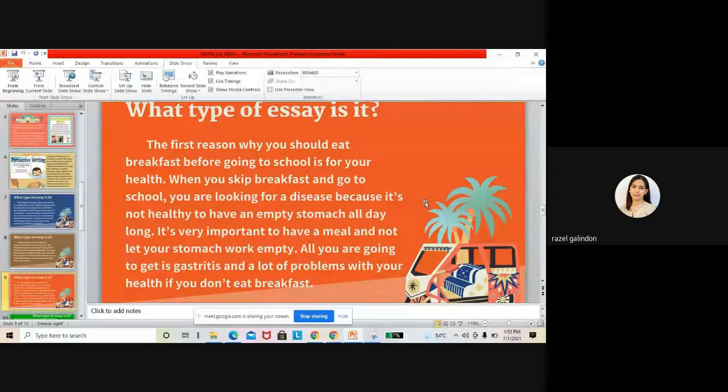We can see here that the writer is convincing us that eating breakfast before going to school is very important. He or she gave us different reasons why. Why should we eat our breakfast before we go to school? What would happen to us if we do not eat our breakfast before going to school? So, nagbigay siya ng mga reasons and examples. So, this is an example of persuasive essay.